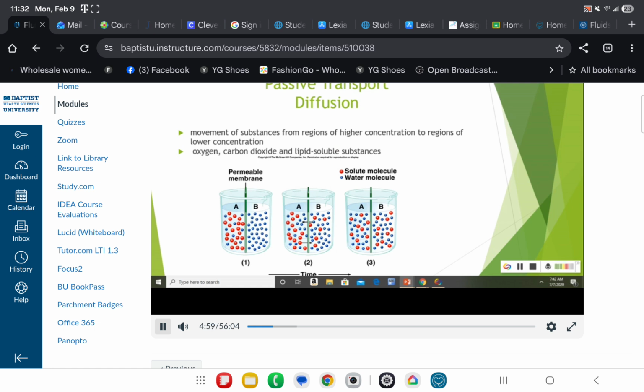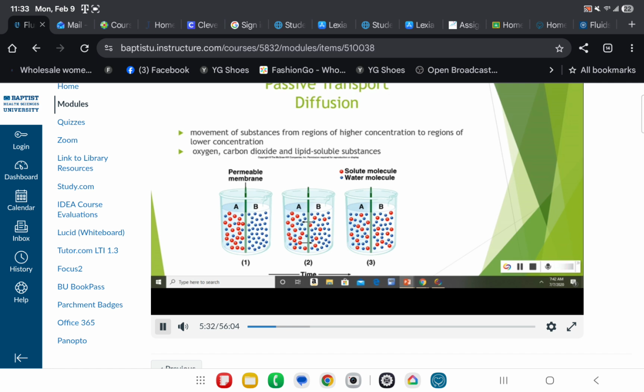Diffusion is just the movement of a substance from an area of high concentration to low concentration. Things that can freely move like this are oxygen, carbon dioxide, and any lipid soluble substance, like some of your hormones. When it comes to diffusion, this is just the movement of your solutes. Solutes are the substances that are dissolved in water, and water is usually your solvent.